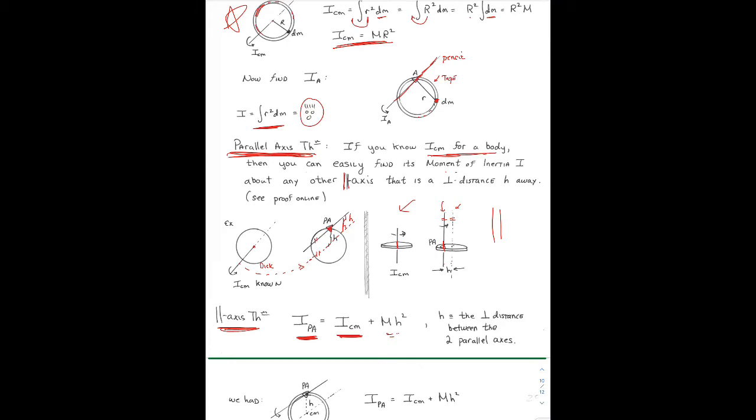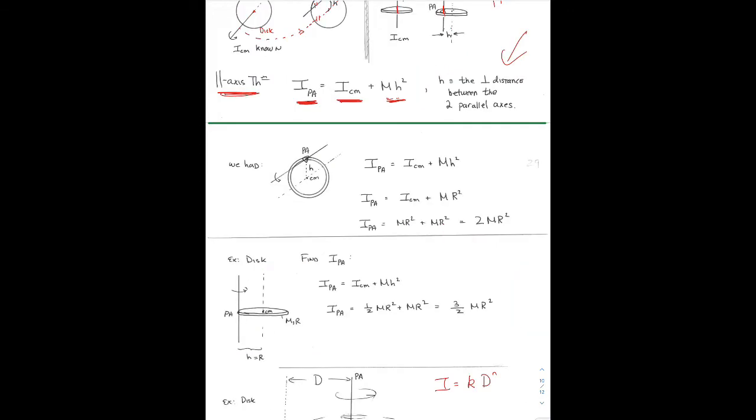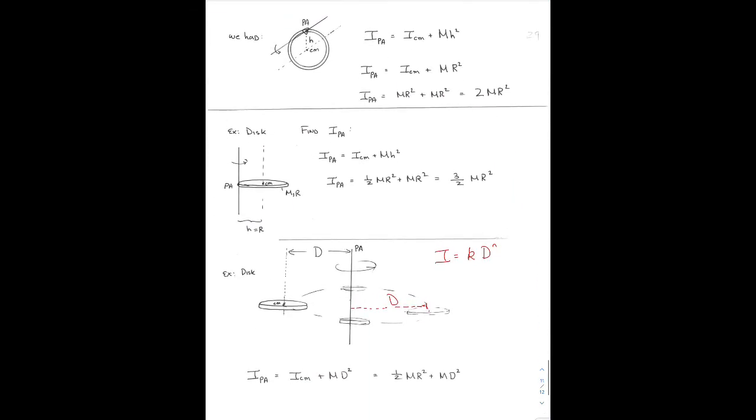Okay, it's that simple. The derivation's a big mess, but that's what pops out. And h is the distance between those two axes. So in the problem we were just trying to do, there's the hoop. We knew the moment of inertia about that axis. Now I want to find the moment of inertia about that parallel axis.